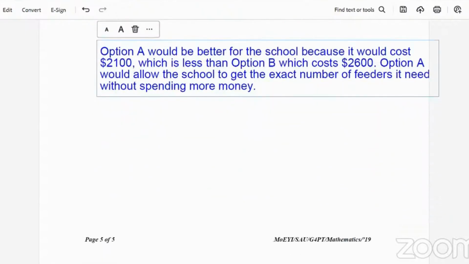Fairly straightforward, pretty easy once you understand the concepts.